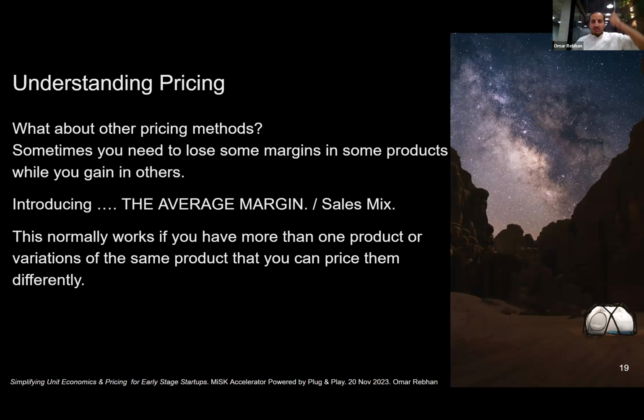All of the examples that we saw above just had one product, one price, and that's where you get your margin. But what if you have a sales mix or an average margin? An average margin means you have different pricing that will average into one margin. That is your target. With a sales mix, I have different products of different margins that give me an average margin that I like. This normally works if you have one product, more than one product, or one product with simple variations.